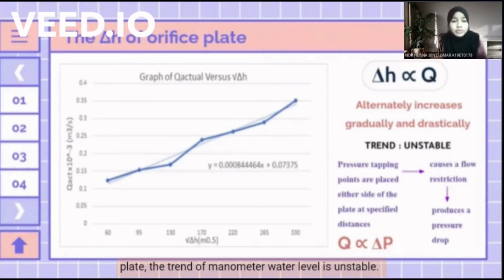For orifice plate, the trend of manometer water level is unstable. The manometer water level alternately increases gradually and drastically. This is due to the pressure tapping points placed at the side of the plate at a specific distance. Orifice causes a flow restriction and then produces a pressure drop from one side of the hole to the other. This makes the amount of pressure difference proportional to the flow of fluid through the hole.